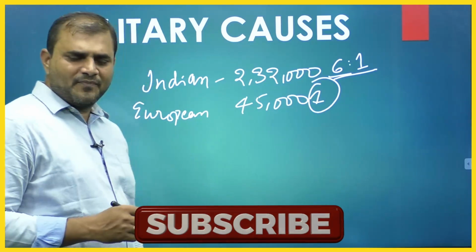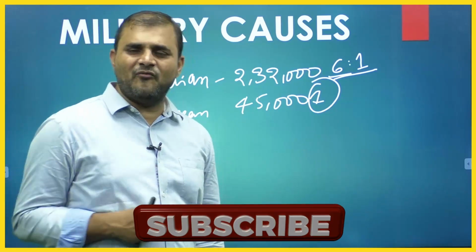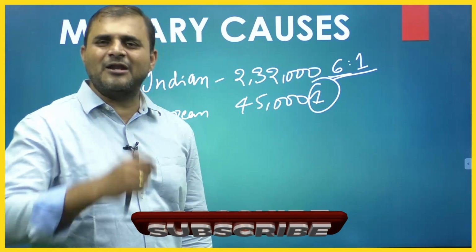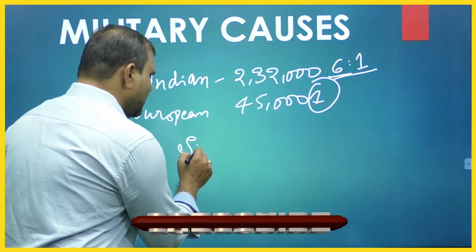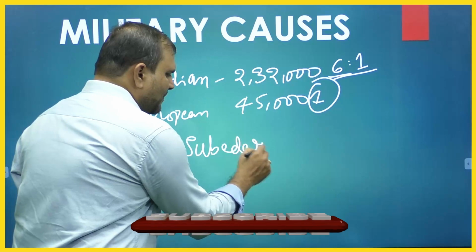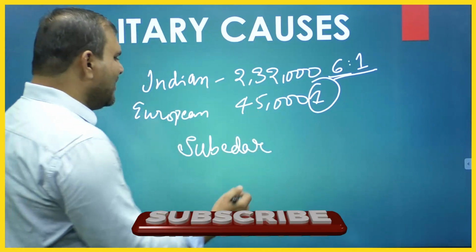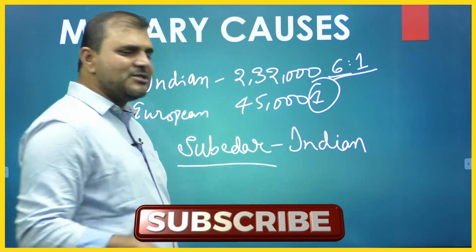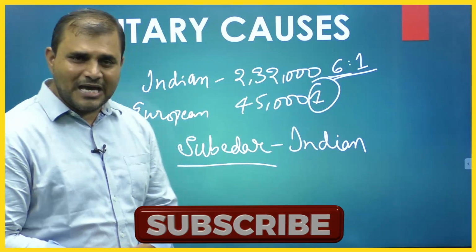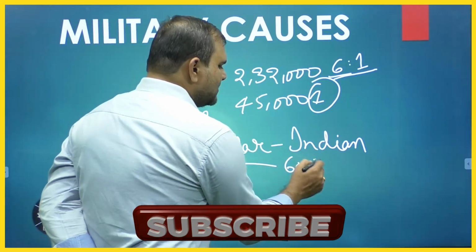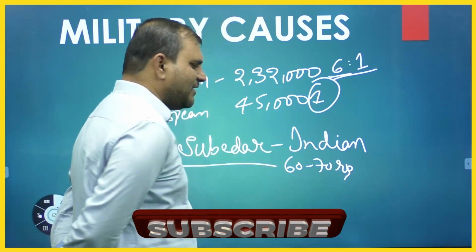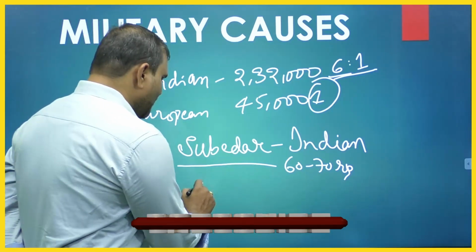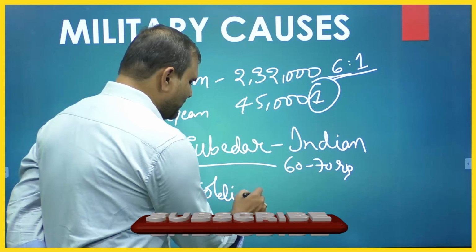For example, Hyder Ali, a great Indian warrior who ruled Mysore. If Hyder Ali joined the army, the highest promotion he could get is Subedar. Subedar is the highest promotion reserved for Indians. Even if he joined the British army, he would get only Subedar rank. The salary of a Subedar is 60 to 70 rupees, while a European soldier's salary is 80 rupees.